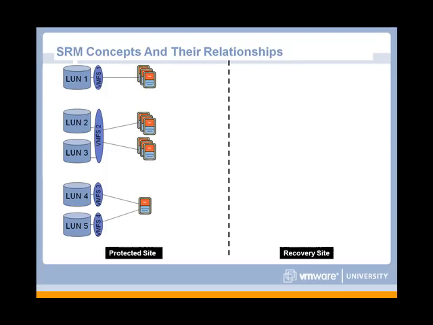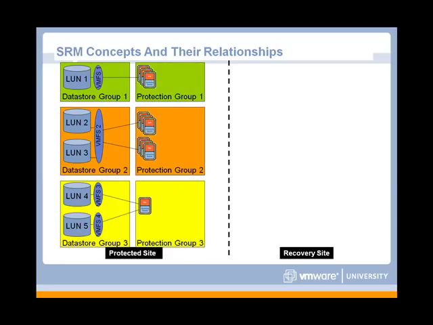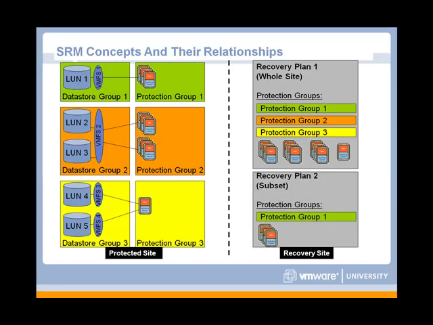Datastore group number 1 would house the virtual machines on a single VMFS volume on a single LUN, while Datastore group number 2 would house virtual machines on a VMFS volume that sits across multiple LUNs, and Datastore group number 3 would be a VM that has multiple virtual disks sitting on multiple LUNs. So as you can see, those Datastore groups have relative protection groups that are associated with them. Now when we think about creating recovery plans, a recovery plan can contain one or more protection groups. So recovery plan number 1 might be your entire site, meaning it would contain all 3 of your protection groups here in this example. You also may have a secondary recovery plan that contains a subset, or maybe only protection group number 1.